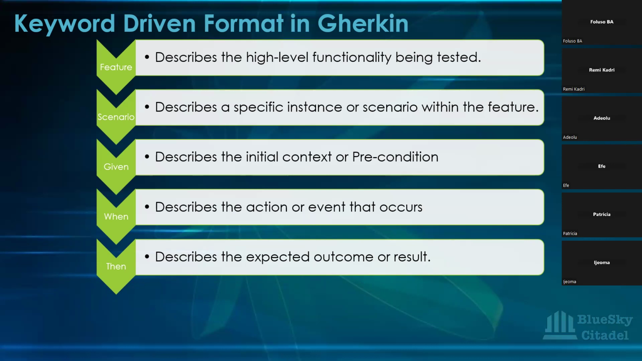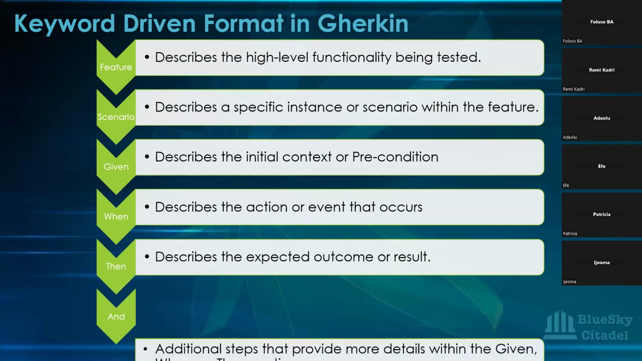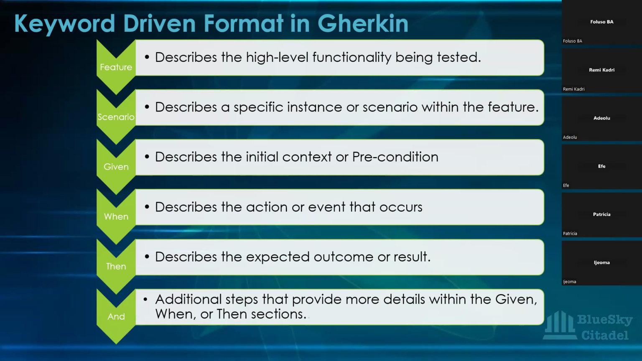Your when represents the specific action that is being performed, and your then is used to specify the outcome or result after the action has taken place. So your then is kind of like your last bus stop. It represents the expected end state of the scenario, if that makes any sense. So yeah, and you have and. What does and do? And is additional steps that provide more detail within each of those sections that you have above.